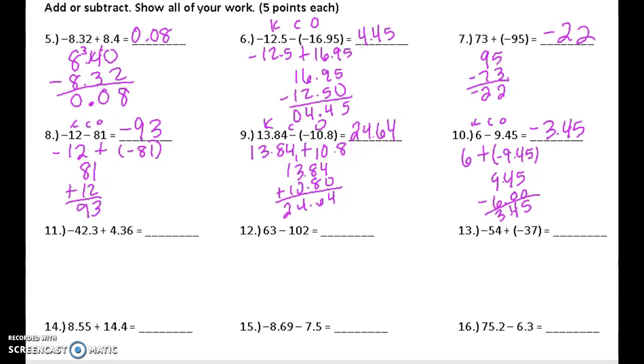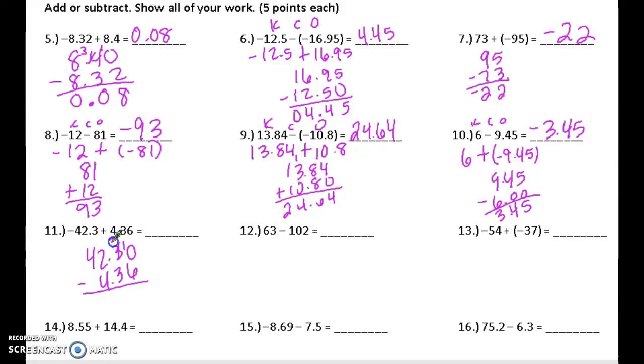Negative 42.3 plus 4 and 36 hundredths. Your signs are different, so we're subtracting. We're going to take the number with the highest absolute value and put it on top. And we're subtracting 4.36. Fill in any empty places with 0. Make sure your decimals are lined up.